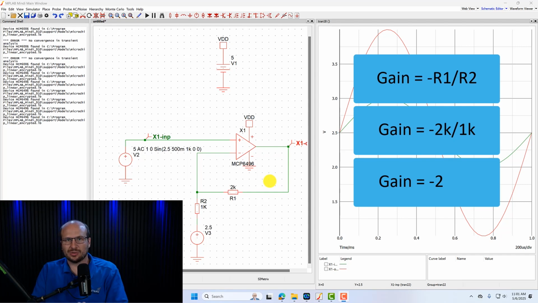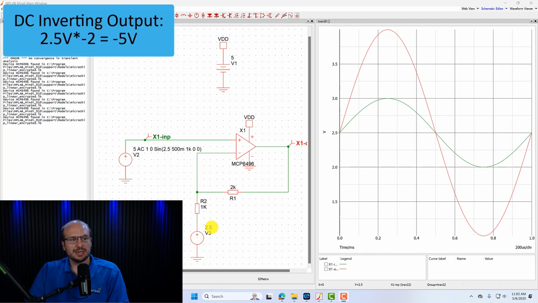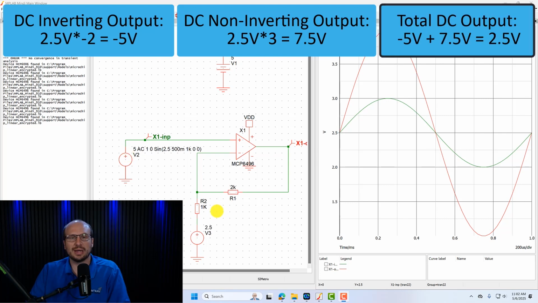So let's look at the whole circuit here. We have an inverting amplifier and a non-inverting amplifier. We can kind of add the two together. So let's look at DC first. The DC that we see here is 2.5 volts times minus 2. So we've got negative 5 volts here. And then the DC that we see here is 2.5 volts times 3. That's the gain of this non-inverting amplifier. So we get 7.5 volts. We have minus 5 volts. So we add them together. We get a 2.5 volt DC offset at the output. And that's what we get here.